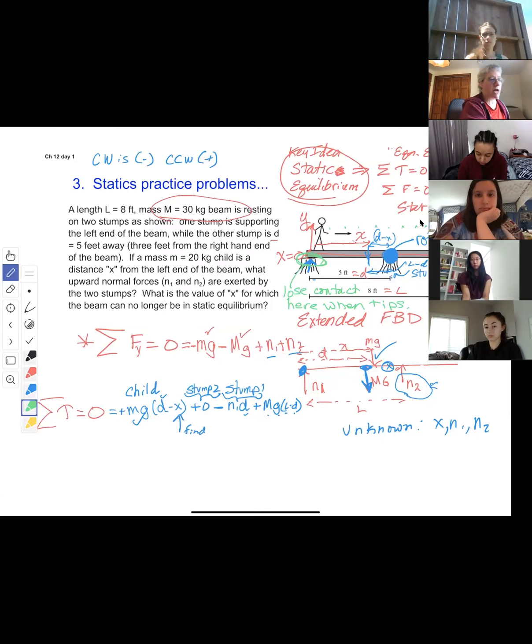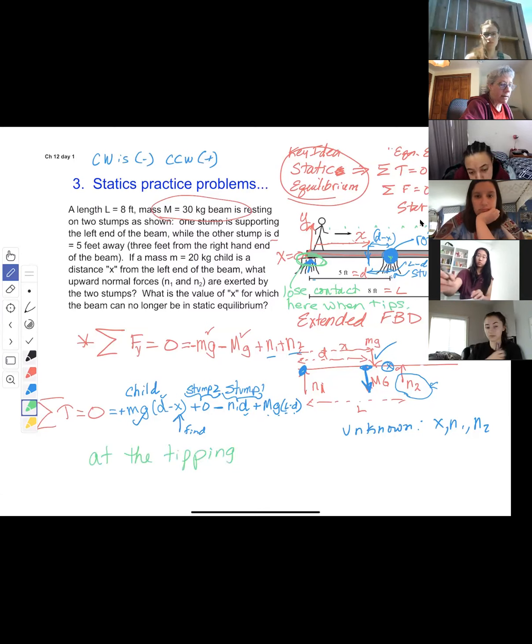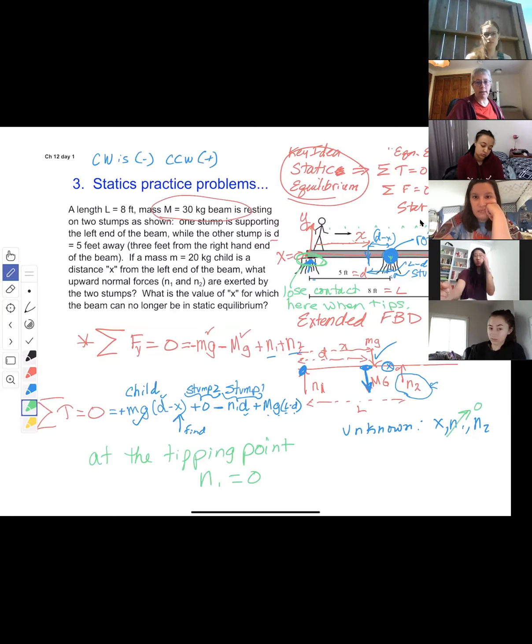Now, it may not have lost contact yet over here at the second tree stump, but it'll certainly have lost contact there. So at the tipping point, you can make a good argument that N1 has to equal 0. That takes care of one of our unknowns. Now we've got two equations, two unknowns. You could solve them for x, or you can solve them for normal force 2. I'm not going to solve the rest of the way here.